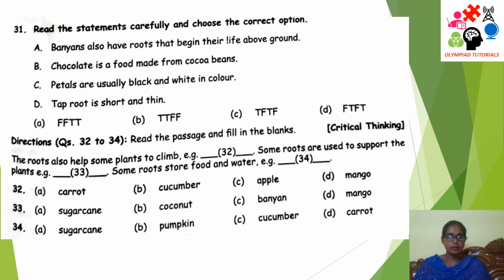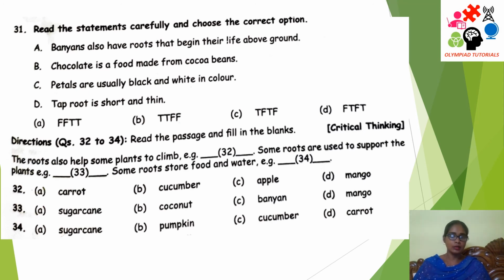Next question. Read the statement carefully and choose the correct option. Banyans also have roots that begin their life above ground. They have hanging roots. Yes. Then chocolate is food made from cocoa beans. Petals are usually black and white in color. And number D, that is taproot is short and thin.